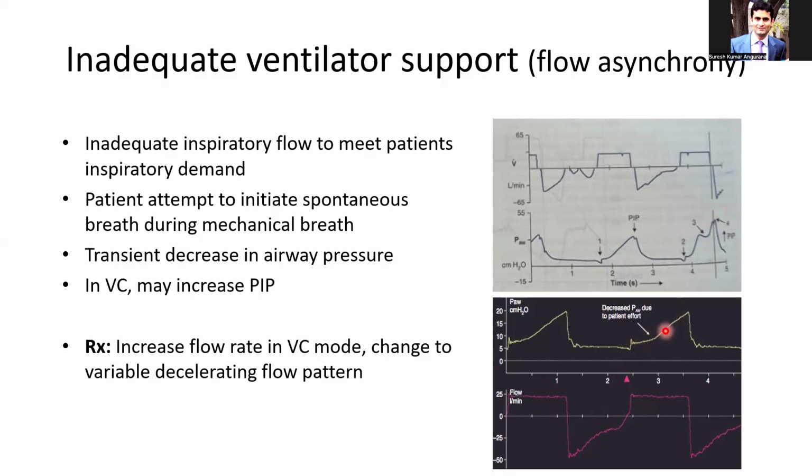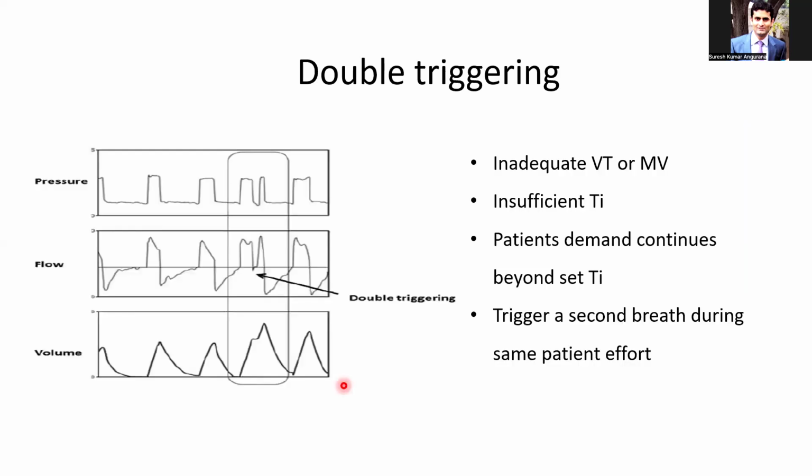So if you are seeing a deflection or scooping in the pressure time scalar, that means there is inadequate flow. So we have to increase the flow. If we are ventilating on a volume control mode of ventilation, we can change to a variable decelerating flow pattern, or we can increase pressure in pressure control mode of ventilation.